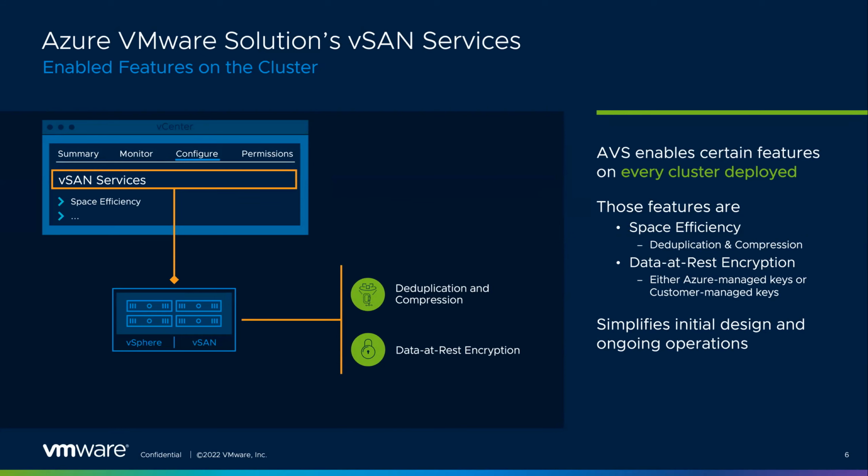Deduplication and compression is enabled, and of course that is a space efficiency capability. Typically in sizing, Chris and I work with customers all the time to get their VMs and understand their requirements, and we definitely look at storage as one of those requirements. In our sizing estimates we add about 1.5x in most cases for dedupe and compression.